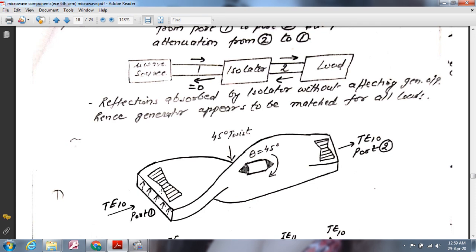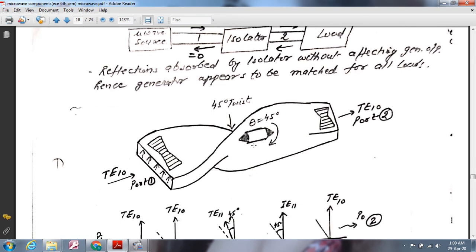Now this is the structure of an isolator. Suppose I say this is port number 1 and this is port number 2. This is the incident wave, which is TE10 mode, the dominant mode for a rectangular waveguide. These are the resistive cards placed at the input side, and this is the physical twist, which is a 45-degree twist, and there is another one. This is the ferrite rod, which again provides a 45-degree rotation.